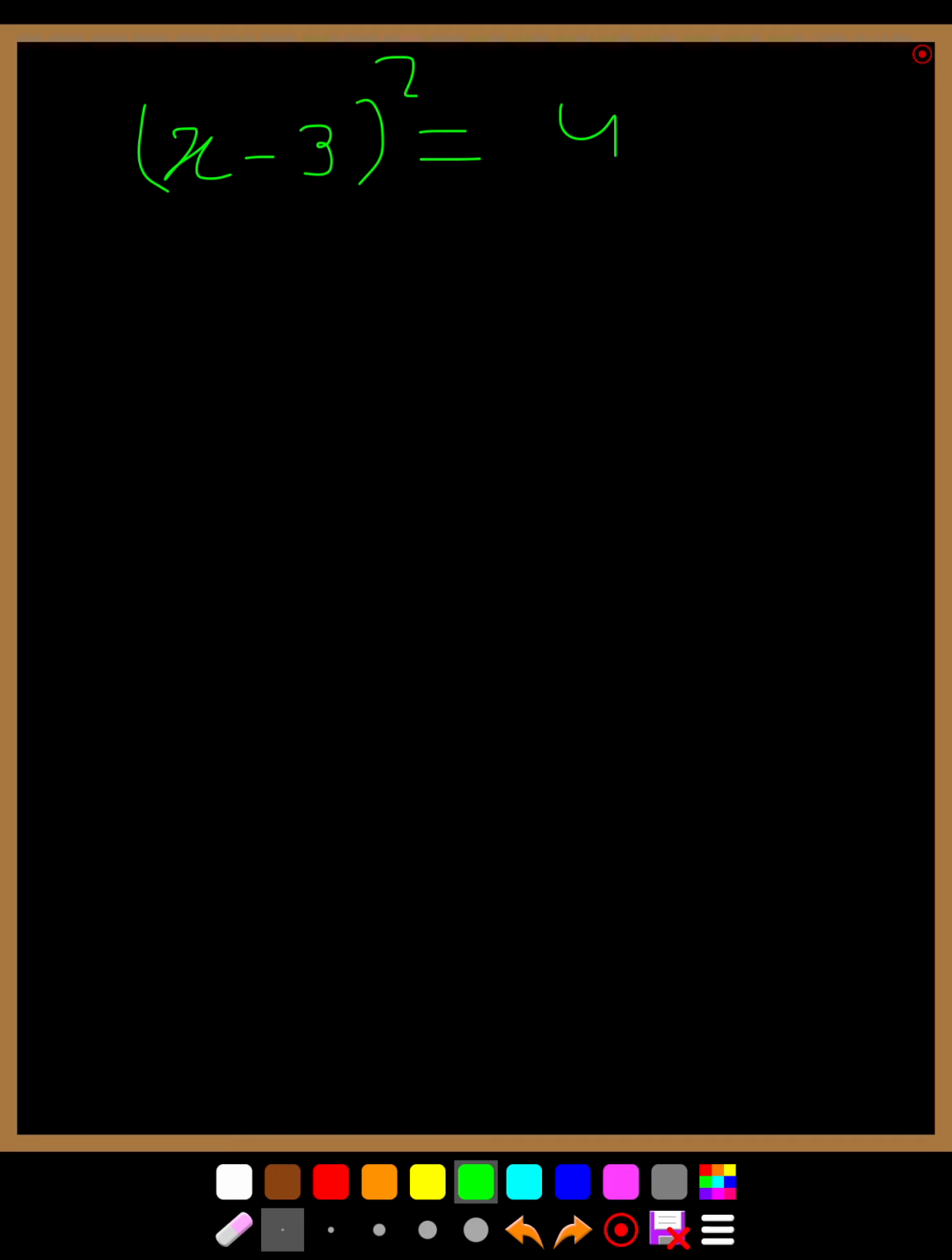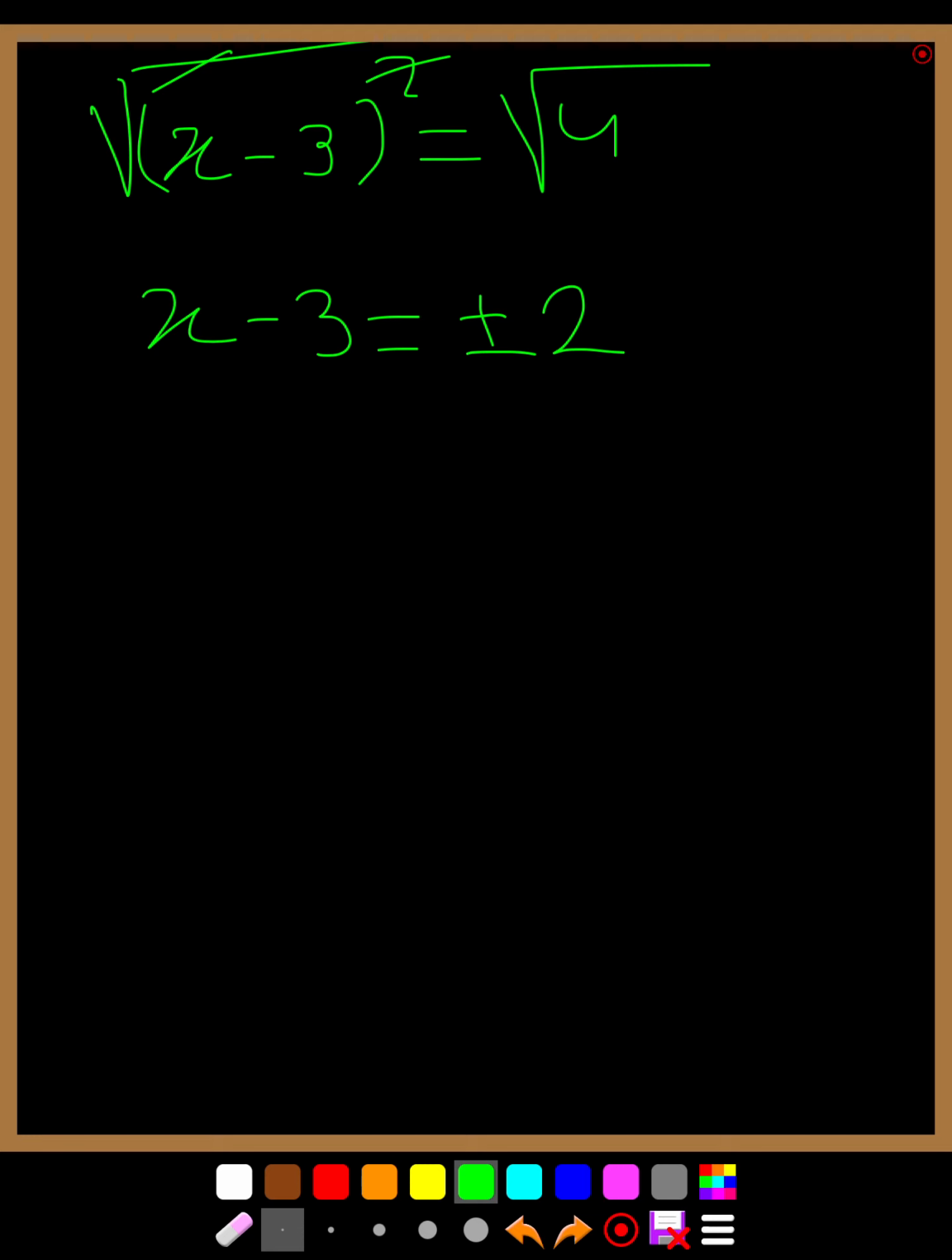How can you solve this one? As I told you, if you have any power, we cancel the power by taking the root of the same power. So here the power is 2, so take the square root for both sides. The root will be cancelled with the power. We have x minus 3, and we have two values, one positive and one negative. The root of 4 is one positive 2 and one minus 2. And we can write it like this: x minus 3 equals 2 and x minus 3 equals minus 2.